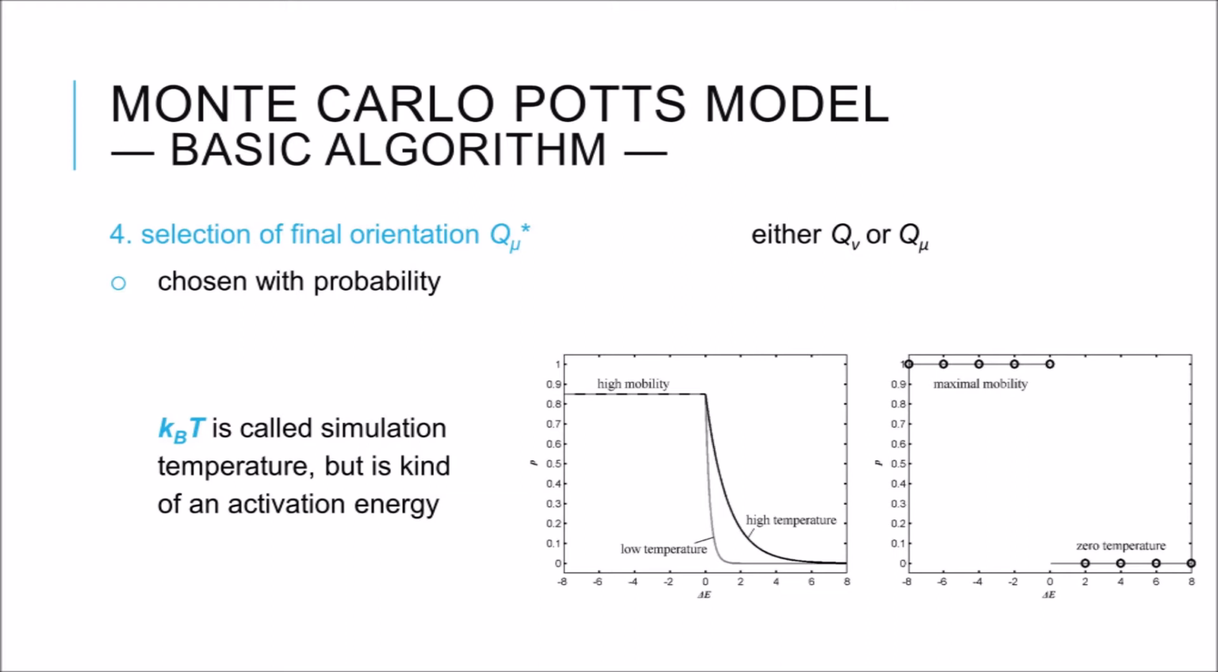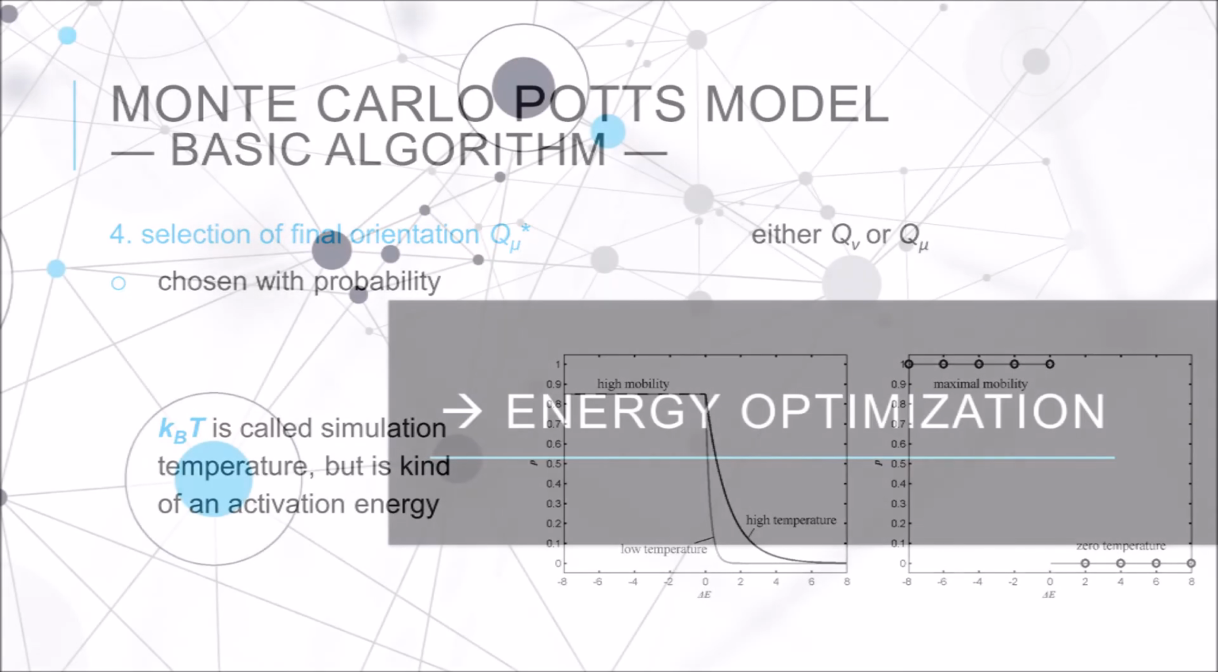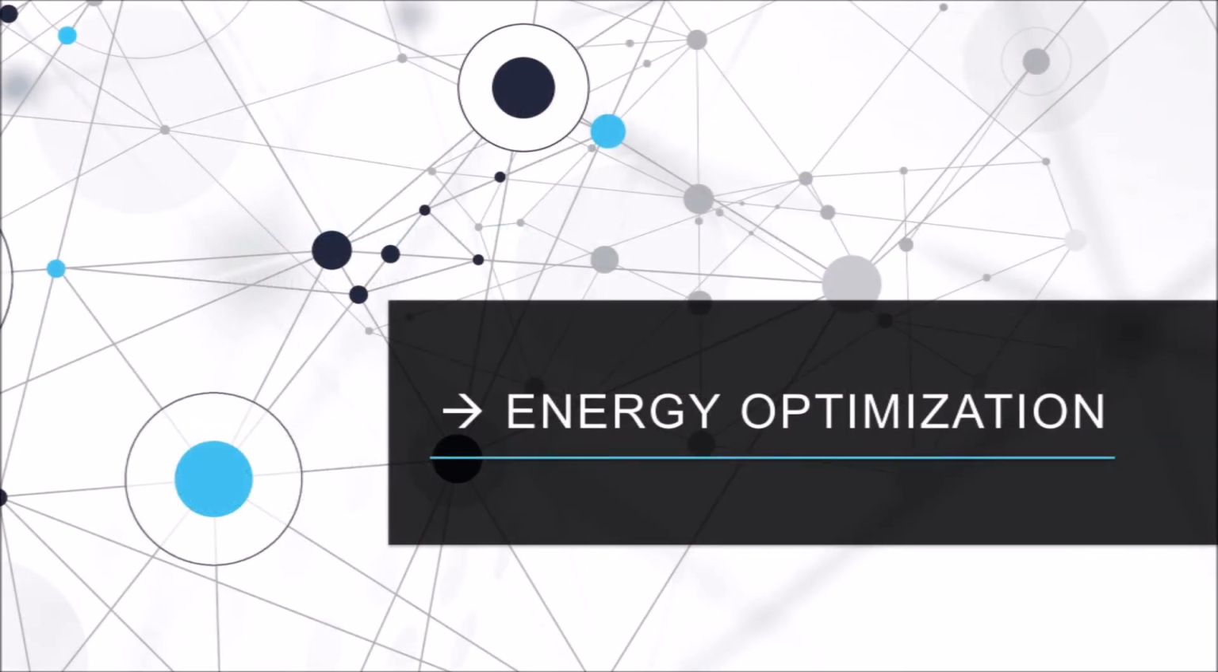And yes, this is already our complete algorithm. We make these 4 steps for one reorientation attempt, and we do it n times in order to get one simulation time step. So basically, what's the takeaway message? The Monte Carlo Potts model does some kind of energy optimization, or to be more precise, over long time spans, we have an energy minimization.